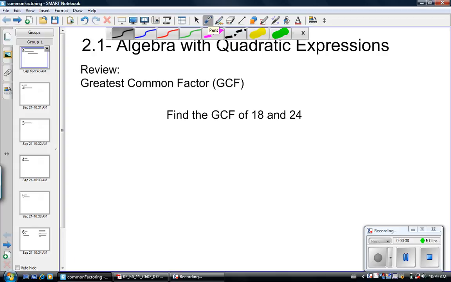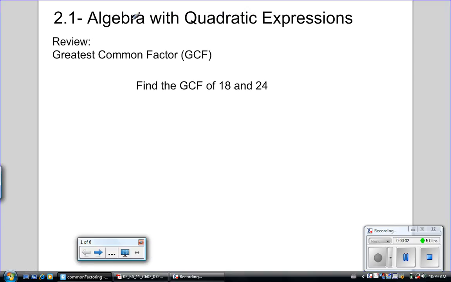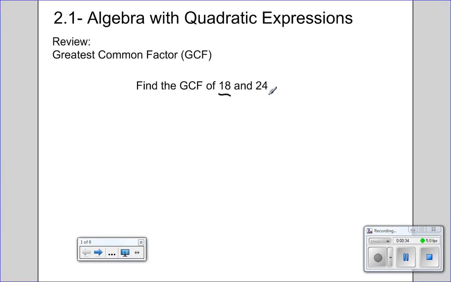Okay, and to get started, let's choose a pen. Right, here we go. So we're going to find the greatest common factor of 18 and 24. Now the greatest common factor is the biggest number that will divide both of those nicely. The easiest way to do this is to think of numbers, but we want the biggest one. So what I like to do is list the factors of each number.